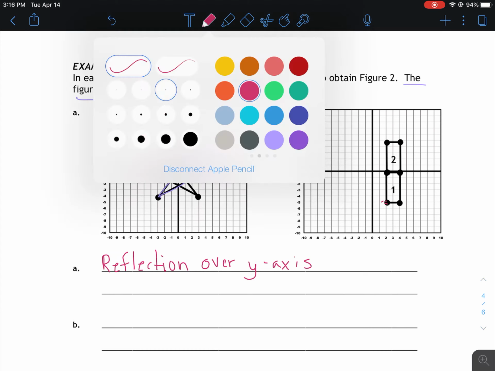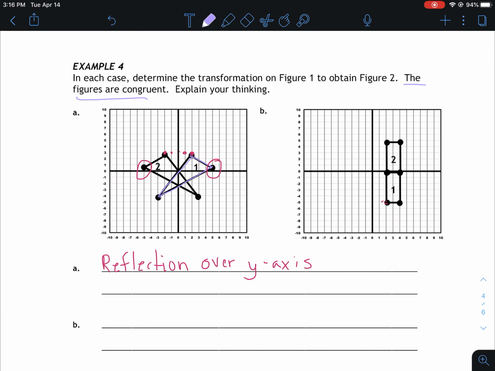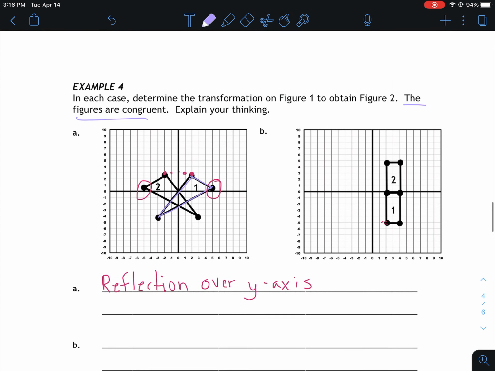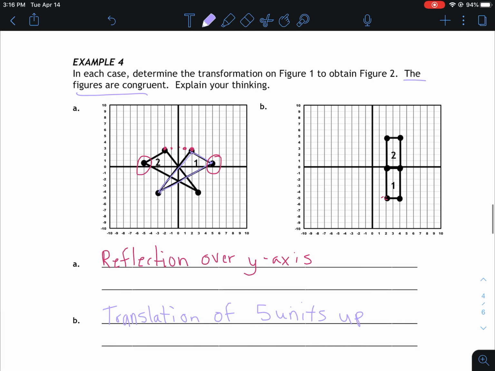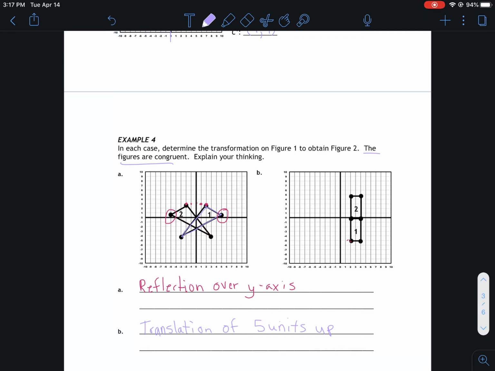So when you are writing this, go ahead and write on line letter B. You can write that this was a slide or a translation, five units up. Or, if you wanted to, you could say it's a reflection over the x-axis because it truly is. So it could be either one of those. Remember, if you need any help, to email me.